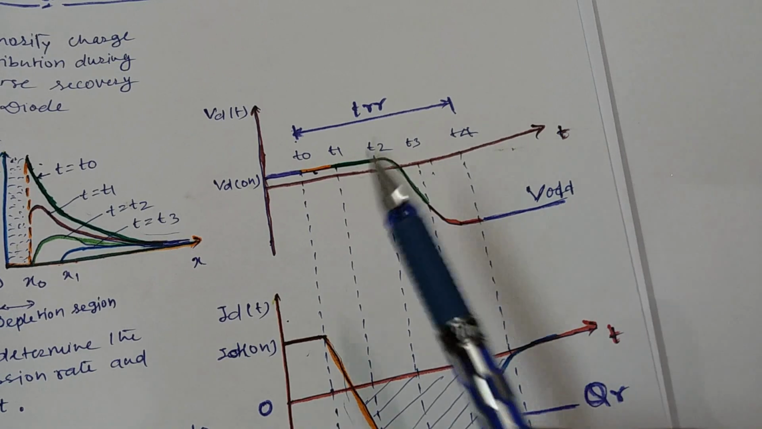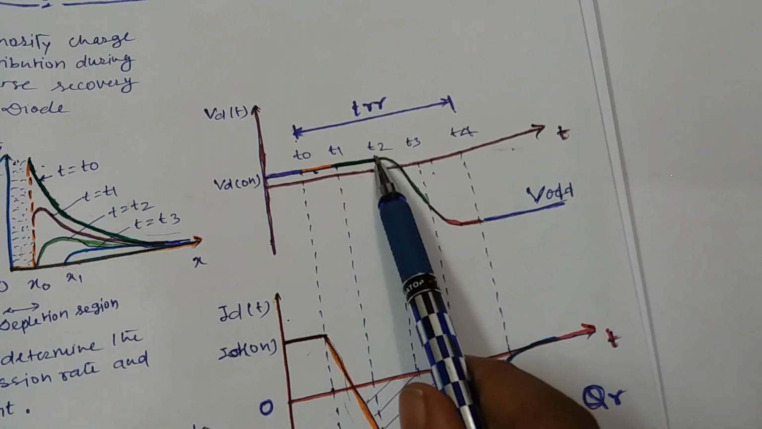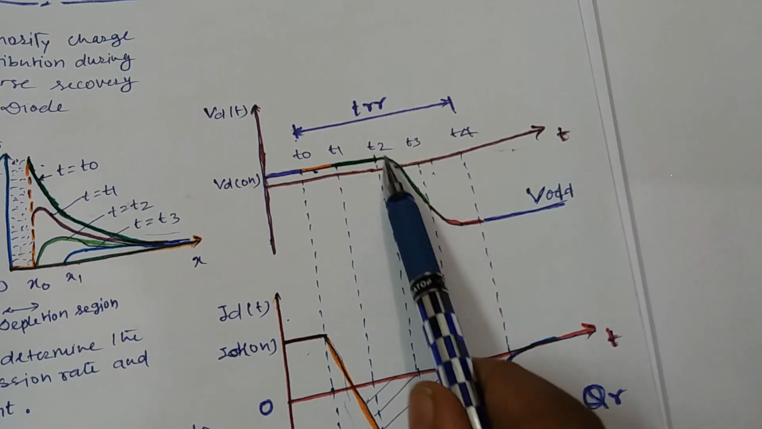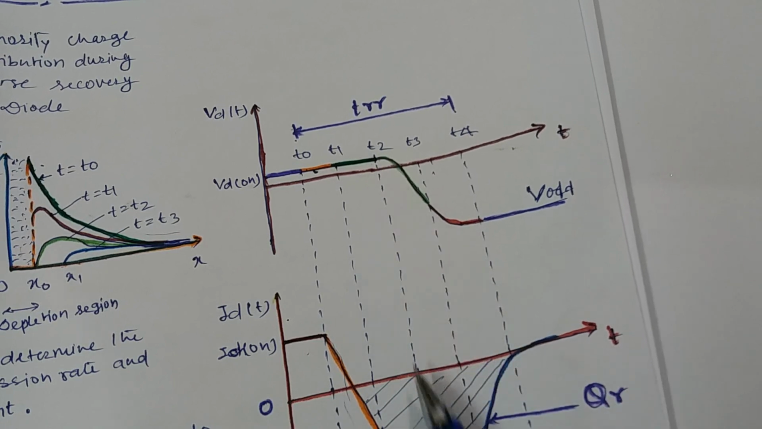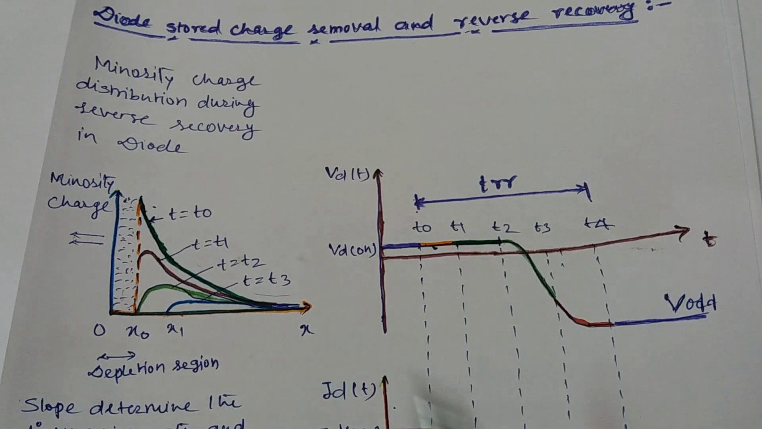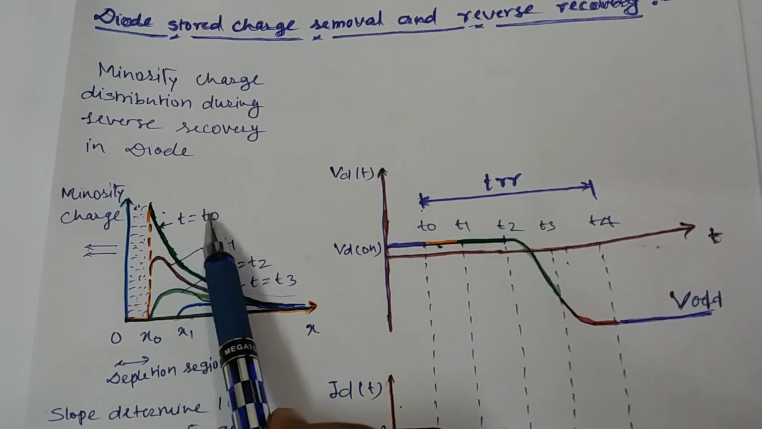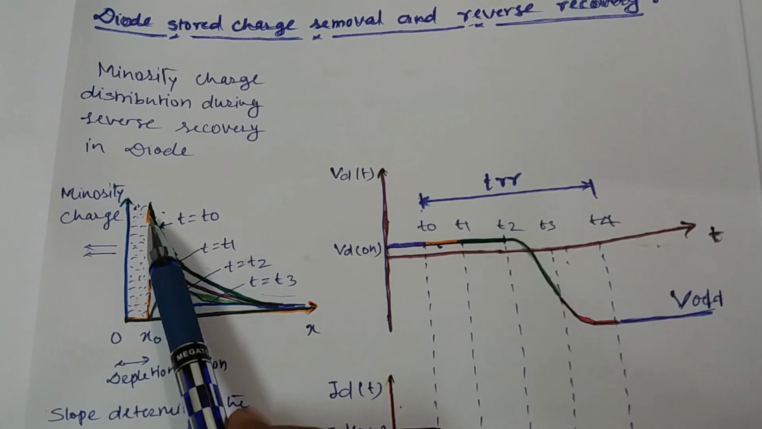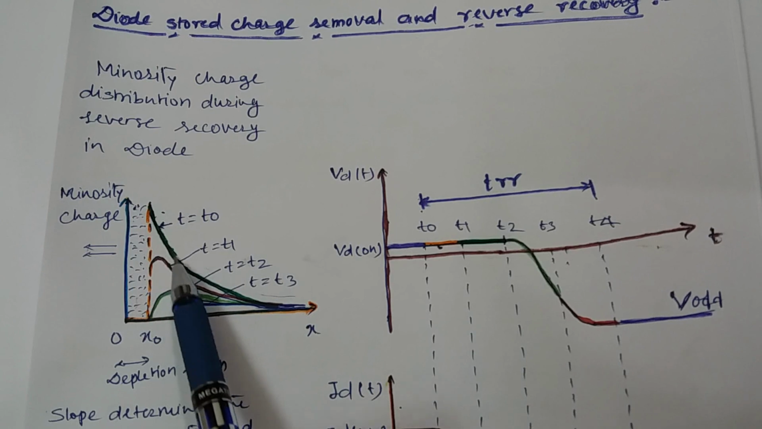At that point of time the voltage across the depletion region starts decreasing and goes negative. Now let's have a look at the minority charge distribution, how it is functioning. When the diode is in forward bias, at t equals t0, the junction capacitance is fully charged, and there is a charge concentration profile over here.